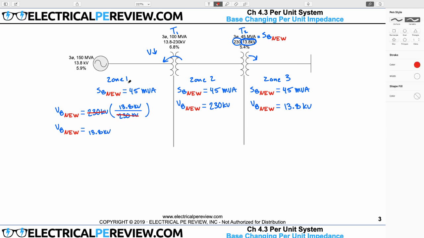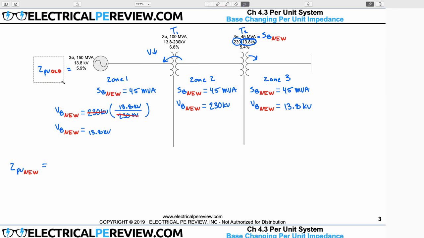All right, so we've got for zone 1, zone 2, zone 3, we've got our new power base and our new voltage base in all three. Let's finally go ahead and base change this 5.9% to the base values of transformer T2. All right, I'm going to call this number our Z per unit old. And down here, we want to find our Z per unit new. All right, what do we do? To find Z per unit new, I'm going to multiply Z per unit old times the old base impedance, and then we're going to divide by the new base impedance, right?